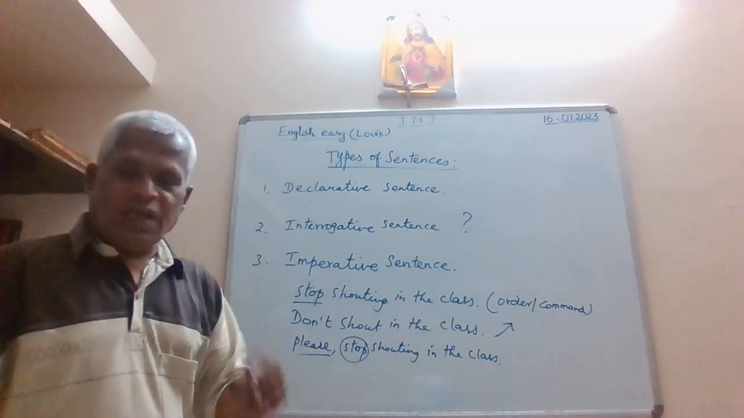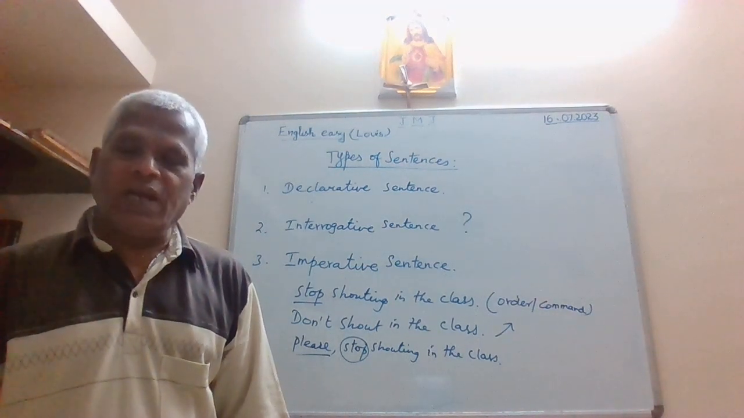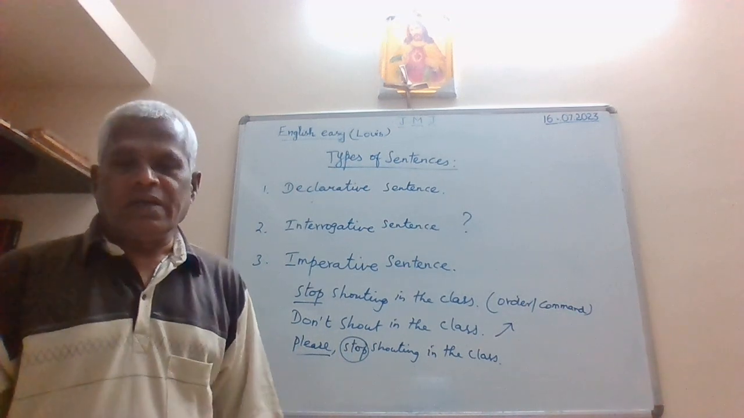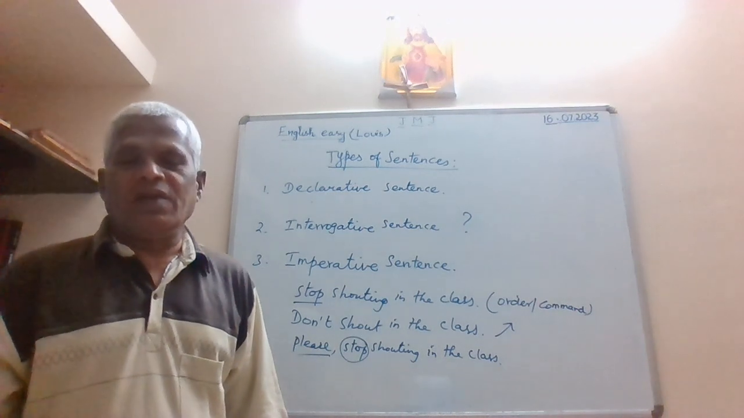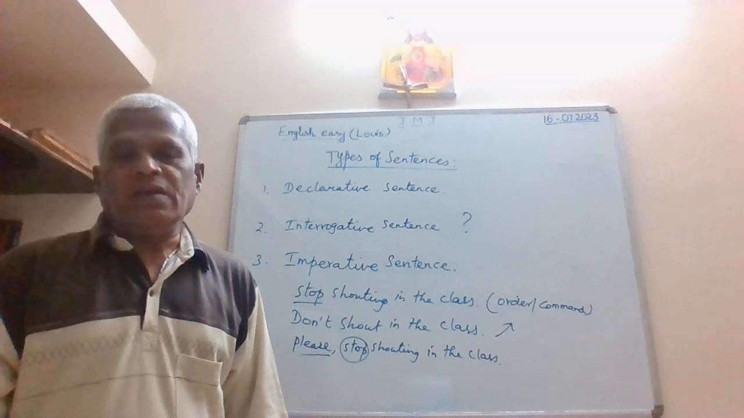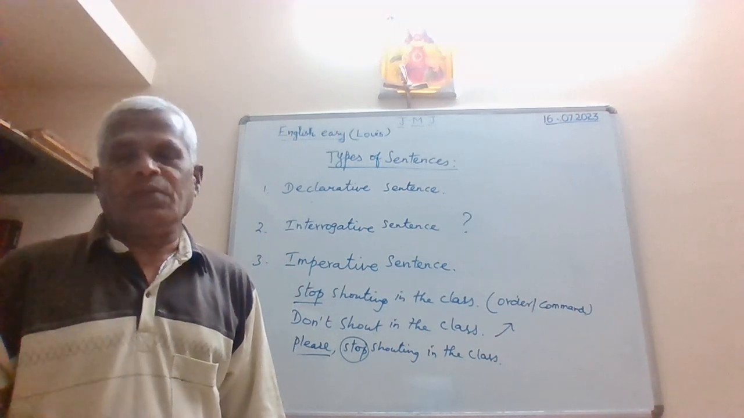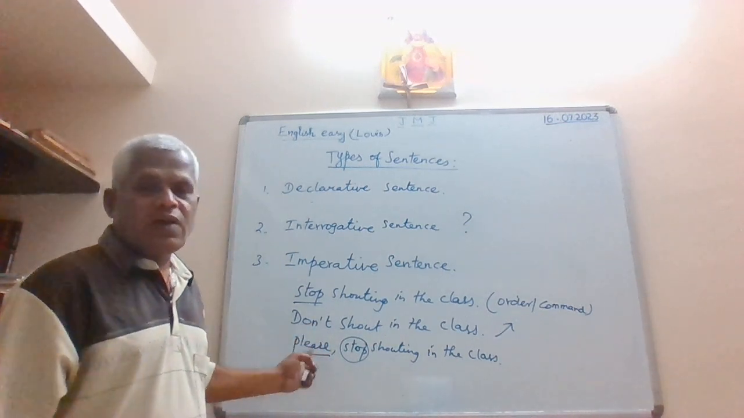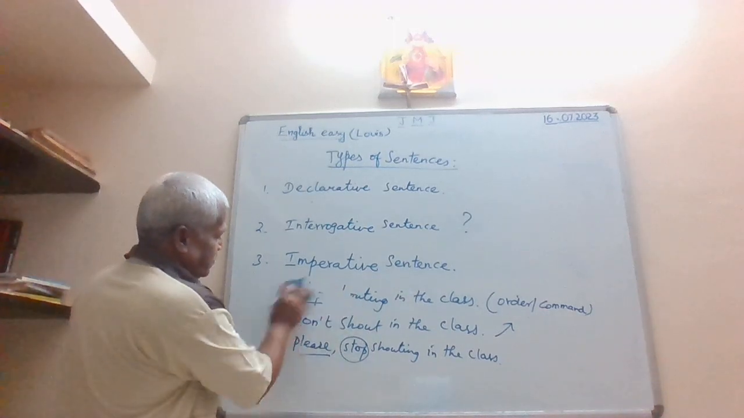Okay? So there are two types of imperative sentences in English. One is the command or order. Another type could be a polite way of asking somebody to fulfill our desires. Alright? So therefore, there are two types of imperative sentences. And we move on to the last one now.